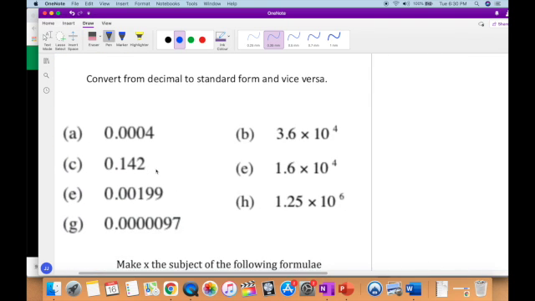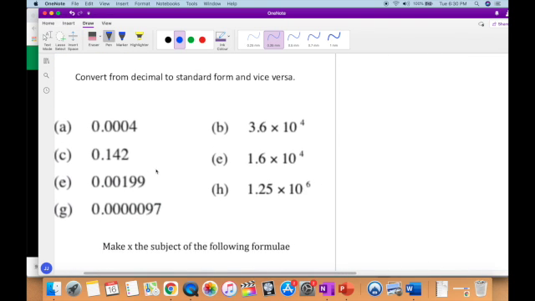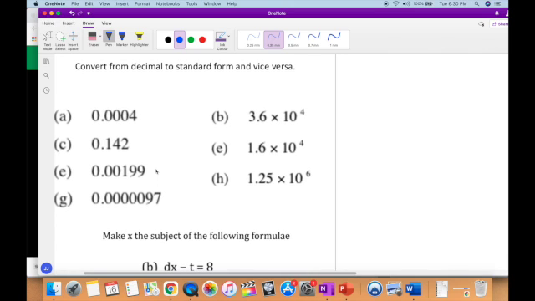Right, so we're talking about standard form now. Convert from decimal to standard form and vice versa. I have a decimal here, and I want 4.0 by 10, and now I have to decide what number to put up here. So I'm going to go 1, 2, 3, 4. So by 10 to the 4, but it's going to be negative 4, right? Shazay, you understand why it would be negative 4?